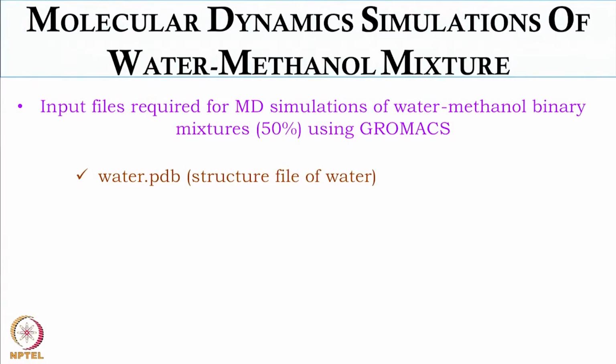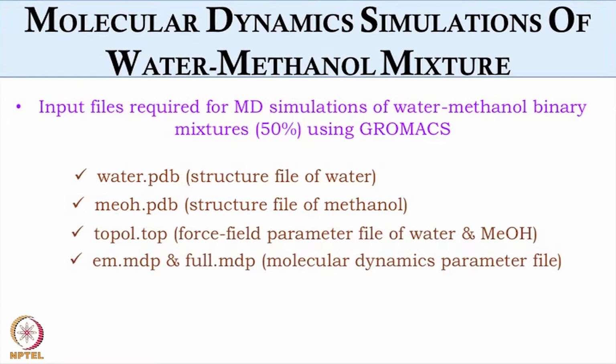Okay, start with the file structure now. To perform molecular dynamics simulation of a water methanol mixture, first of all we need the PDB file or the structure file for water. We will also need the structure file of methanol, which is meoh.pdb. Then we will need the topology file, which will contain the force field parameters of water as well as methanol, and we will need the molecular dynamics parameter file, that is the MDP file, for energy minimization as well as full molecular dynamics simulation. Before we proceed, we have to first decide what composition we want.